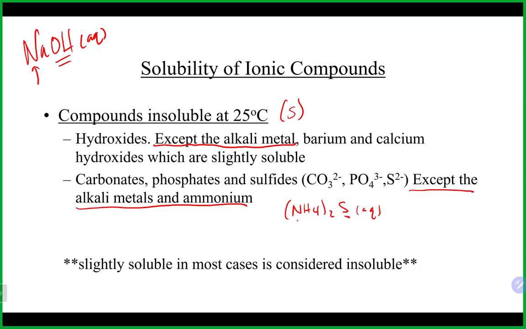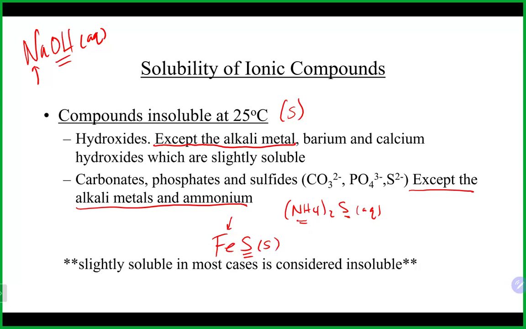Sulfide is insoluble, but ammonium is soluble in everything, so it would be soluble. If you had a little bit of iron 2 sulfide in this case, sulfide's insoluble except for group 1, which that is not, or ammonium, which that is not either. This guy would be insoluble and would make a solid in this case.